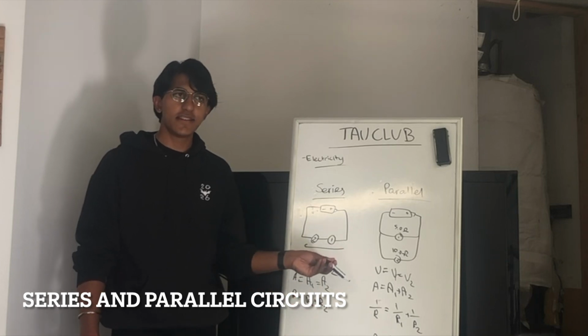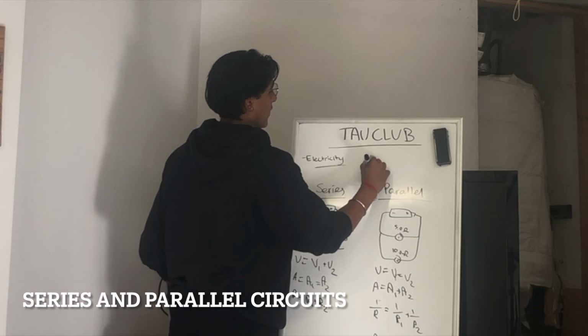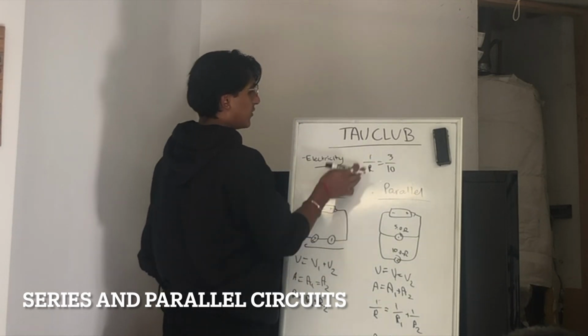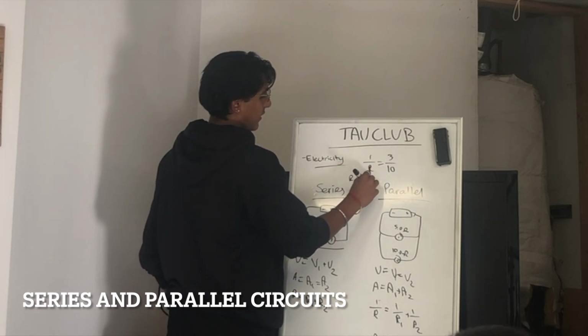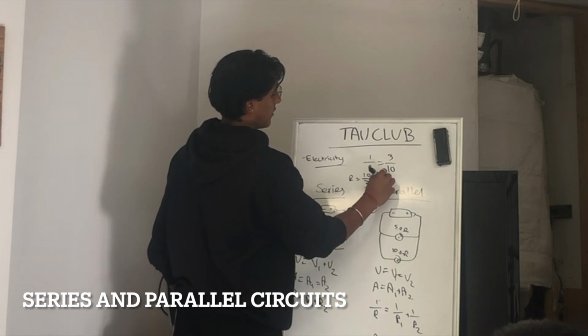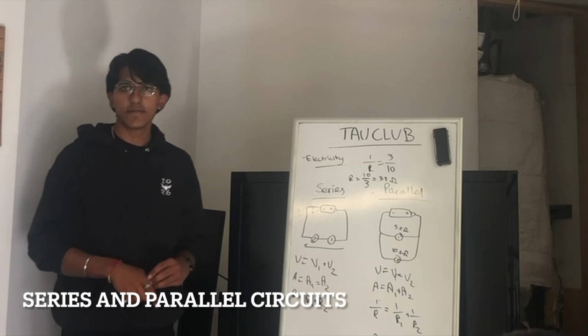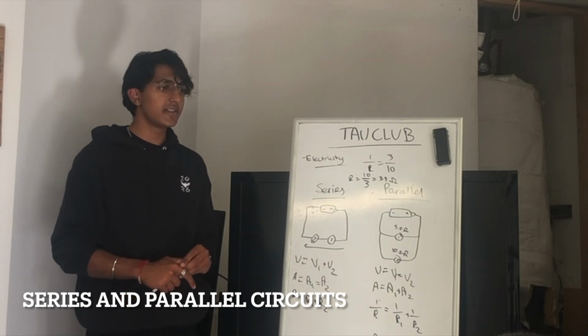So r is, if you have 1 over r is equal to 3 by 10, what do you do? You just swap the two. So r is equal to 10 by 3, which is approximately 3.3 ohms. Any questions?